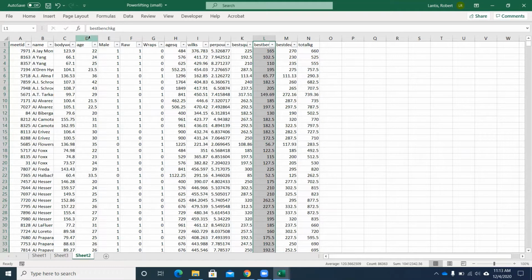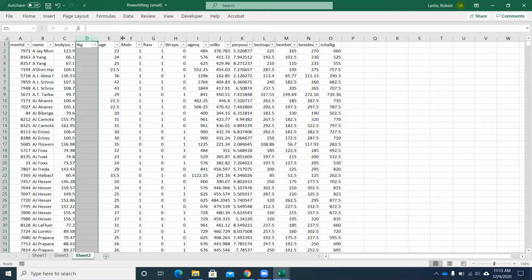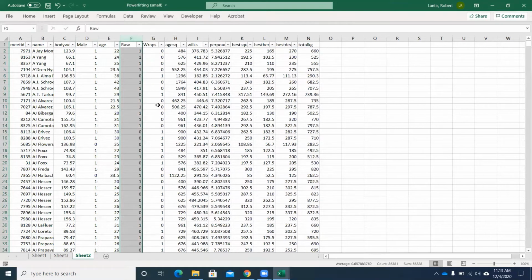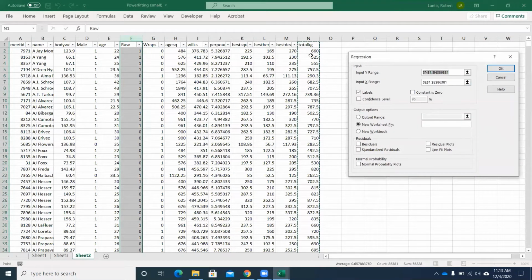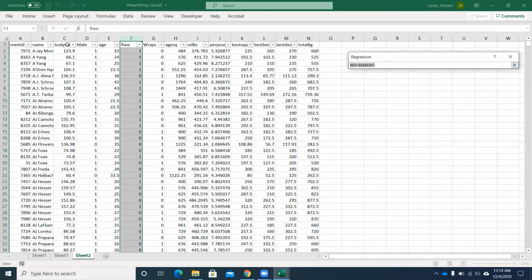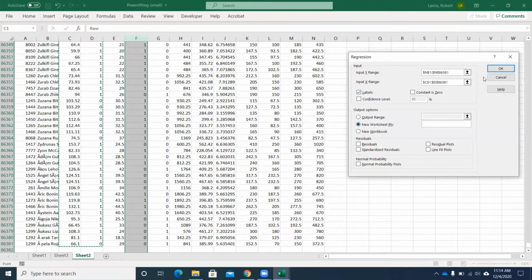One thing I talked about in previous classes: I can't run this regression if the two variables I want to include aren't right next to each other, the two variables on the right-hand side. So I'm going to insert a column so that I can move this male variable right next to body weight, and delete that extra column. Okay. Then I go back to the data, data analysis, regression. I still want my Y variable to be total kilograms lifted, but now I want two X variables, body weight and male. Control Shift or Command Shift on the Mac, down arrow. Got our labels selected, put it on a new worksheet, hit OK.